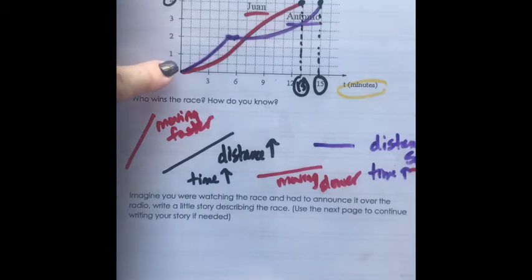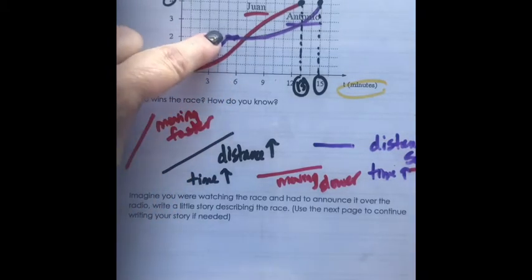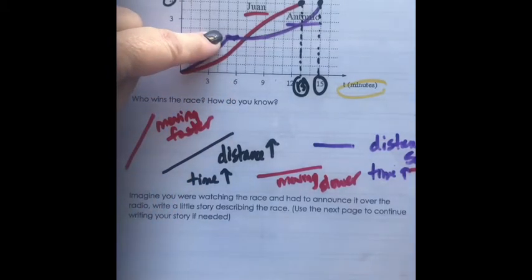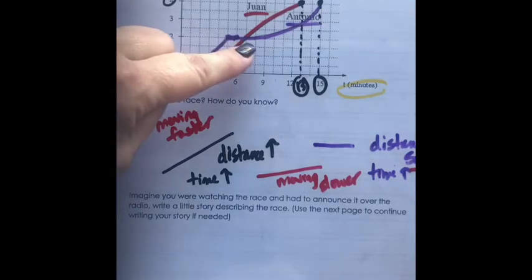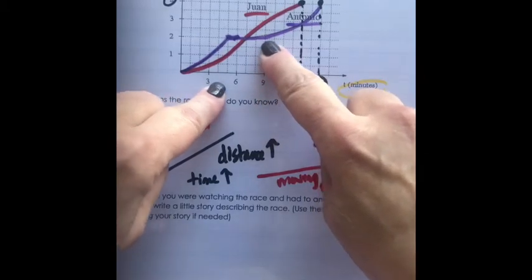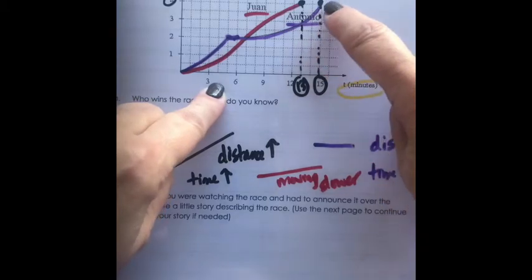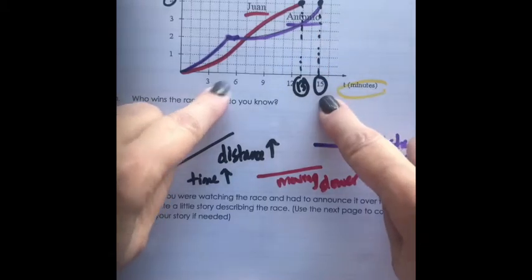If I was talking about Antonio, I would have said, Antonio got off to a very good start, so that when he was at about 5 minutes, he was already 2 miles along, but he ran into a problem and his tire went flat. It took him almost 4 minutes to change his tire. But once he got his tire changed, he started to speed up so that he was able to finish the race in 15 minutes.